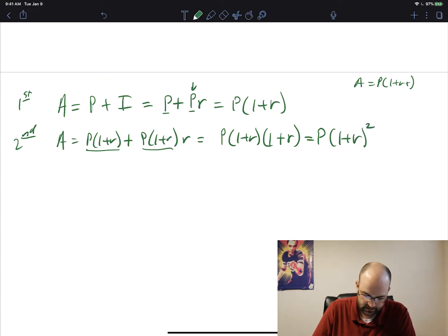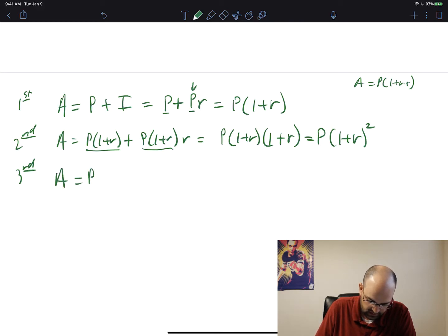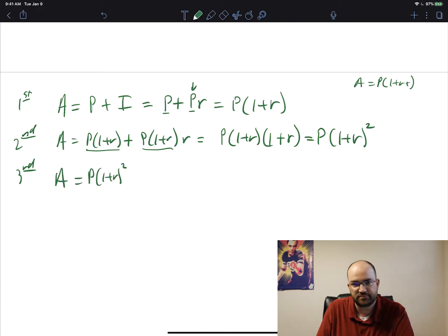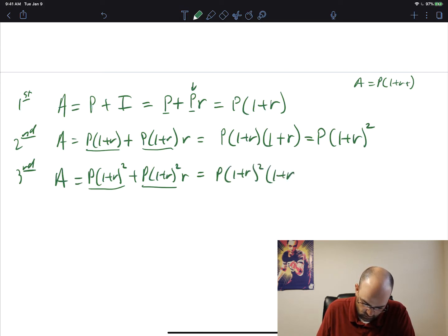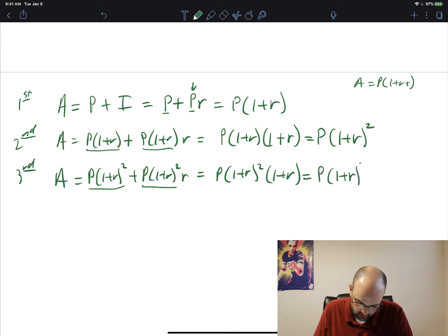Awesome. And then for the third one, we have A equals P times 1 plus R squared, because that's the principal from the previous period, plus the P times 1 plus R squared times your interest rate. Then notice that those two are in common again, which gives us P times 1 plus R squared. And then what's left over when you factor that out will again be that 1 plus R. But notice that we have 1 plus R squared times 1 plus R. So that's actually going to give us 1 plus R cubed.